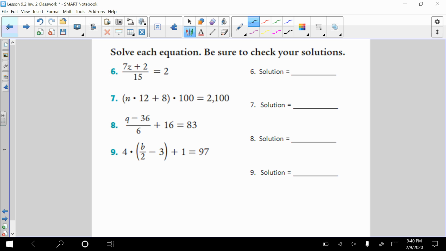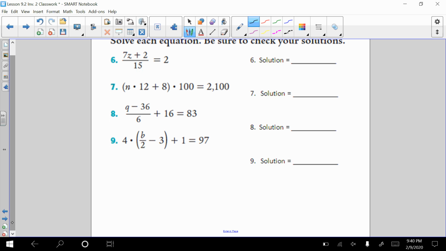Now we have a few more problems to do. I'll do the first one with you, and then I want you to do the next 3 on your own and come back and check your answers to see what your answers would be. So the first one, for number 6, let's draw our circles.